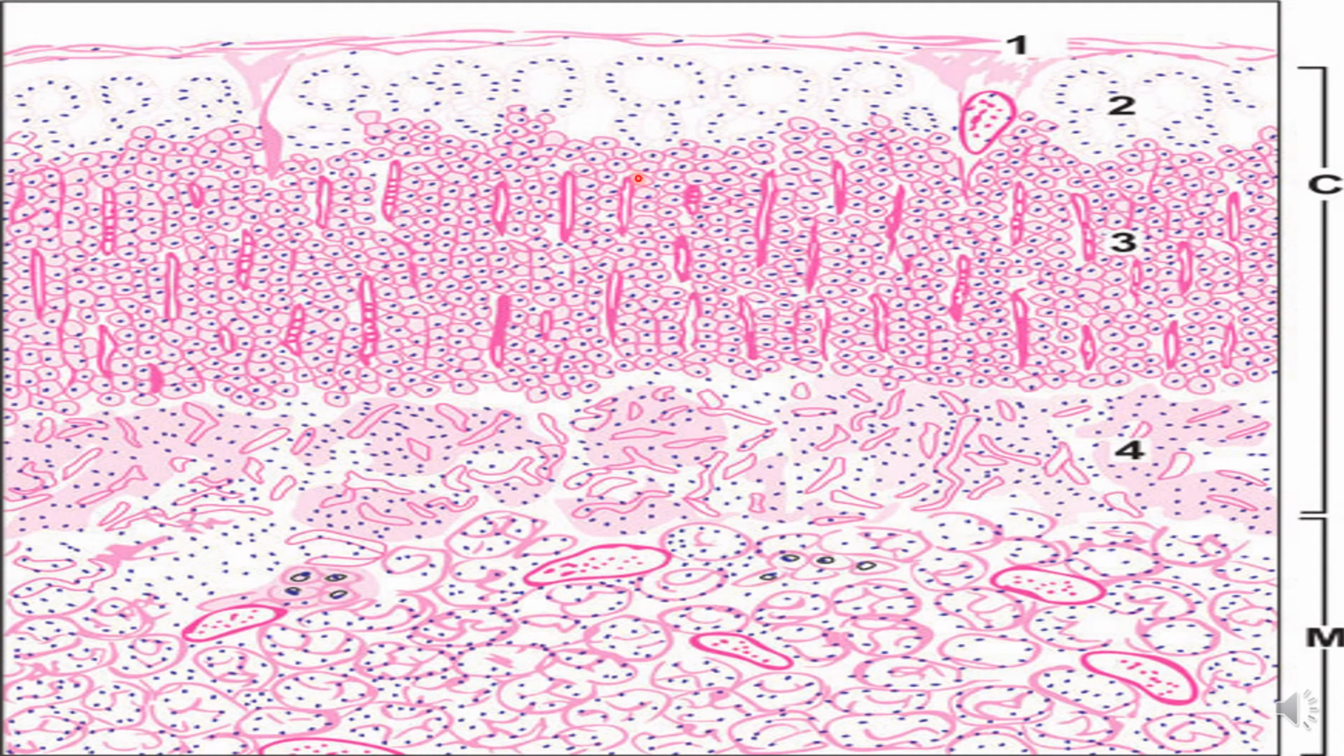So here again, this is the capsule, this is the zona glomerulosa, and here you can see the zona fasciculata, and you can see the cords of cells. They are arranged linearly, they are 2 cell thick, and in between you have the sinusoids, right?